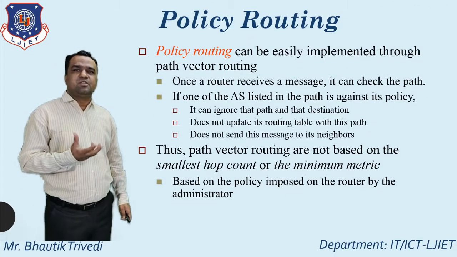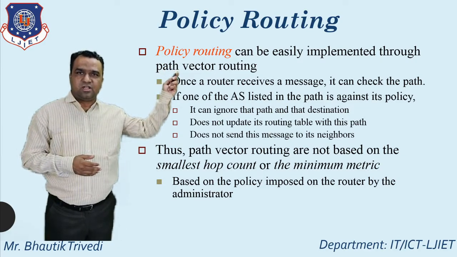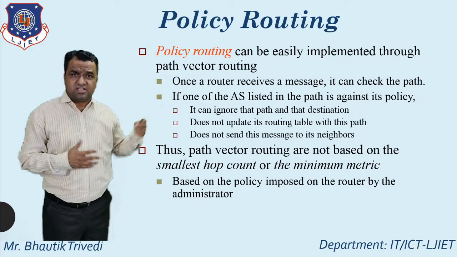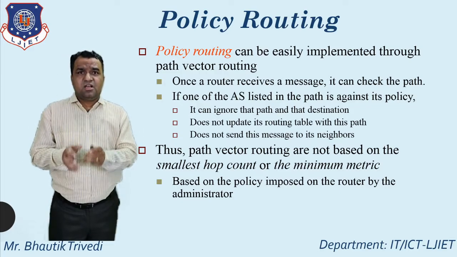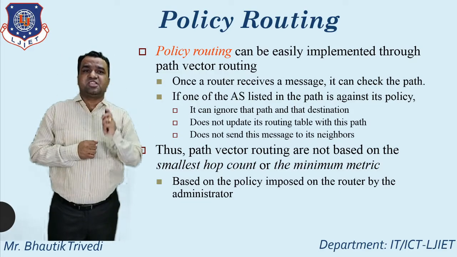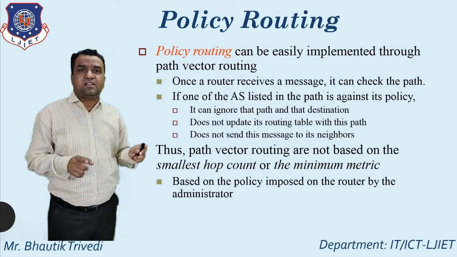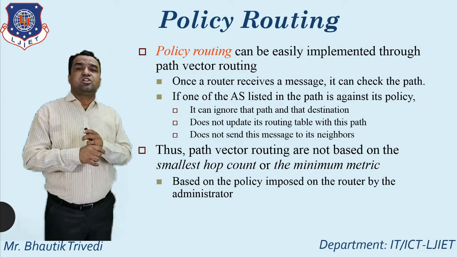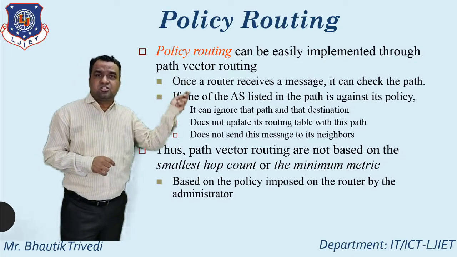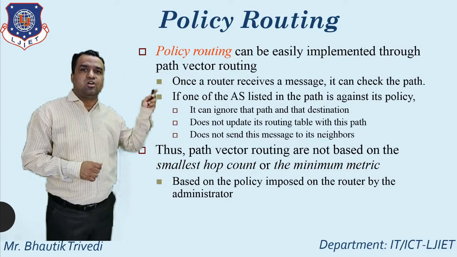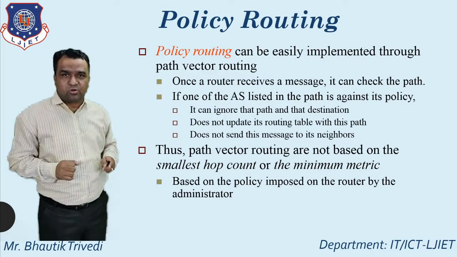Policy routing. What is the meaning of policy routing here? Policy routing can be easily implemented through path vector routing. How? Once a router receives a message, it can check the path. If one of the autonomous system numbers listed in a path is against its policy, it can directly ignore the path and the destination, does not update the routing table with that path, and does not send the message to its neighbor. So that's the policy routing concept.